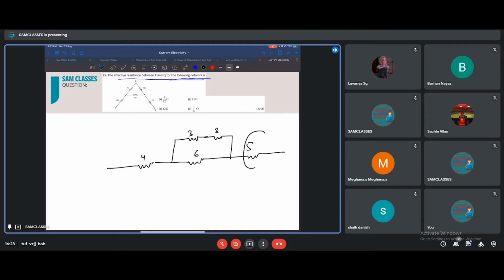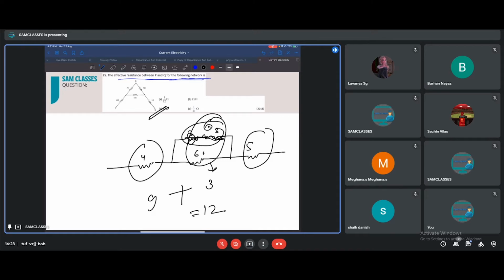So you can see this and this are in series, so 9 directly. What about these two? If you remove these two and make it one, it is a 6. 6 and 6 in parallel, so we know it will be half of it, so 3. So 9 plus 3 is how much? 12. That's it. So the answer is B. Clear, everyone? Do you want me to explain it again, or is it okay? It's clear?